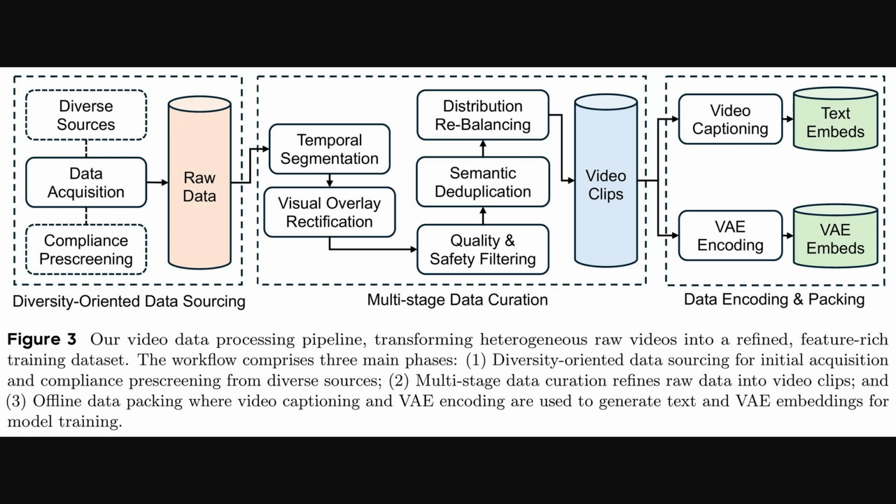Of course, a sophisticated architecture like that needs incredibly high-quality data to learn from, and this diagram shows exactly how they prepare it. This is their multi-stage data processing pipeline. It starts by gathering raw video from diverse sources. Then, the crucial curation step begins. They use temporal segmentation, which is basically just cutting long videos into shorter clips, and semantic deduplication to remove near-identical content. This process ensures the model learns from a wide variety of unique examples. Finally, the cleaned clips are encoded using that variational autoencoder and paired with detailed text captions for training.